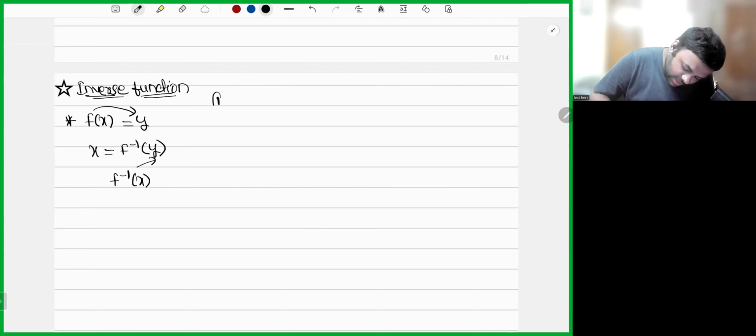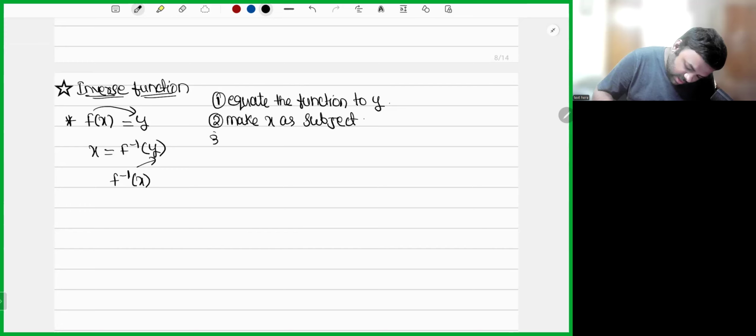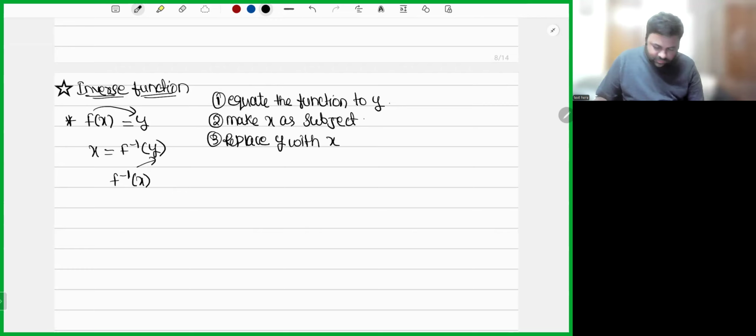First, what you'll do is that equate the function to y. Next, make x as subject. Third, replace y with x. Sir, what is this concept of inverse function, first of all?